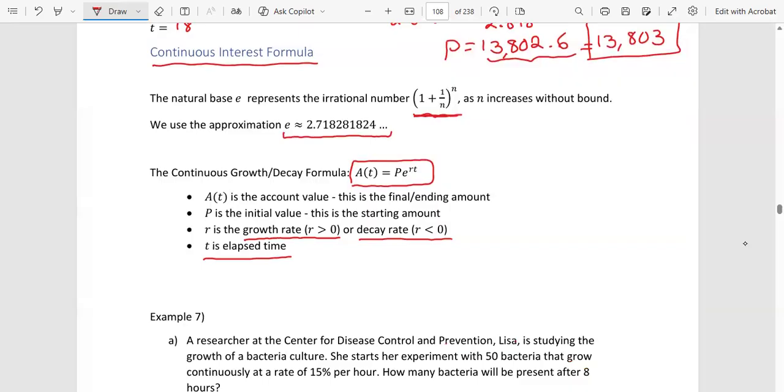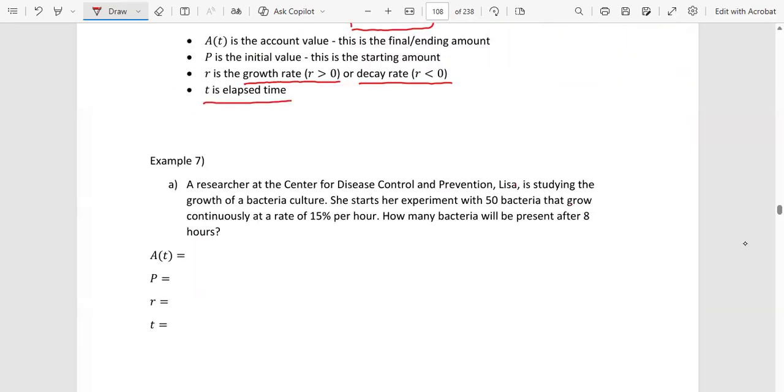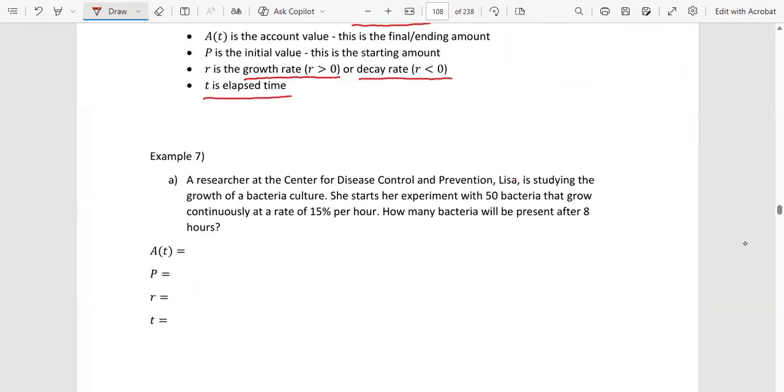Let's look at an example. It says a researcher at the Center for Disease Control and Prevention is studying the growth of the bacteria culture. She starts an experiment with 50 bacteria that grow continuously at the rate of 15% per hour. So the time elapsed here is just based on the hour. The initial bacteria is 50, so the P is 50.